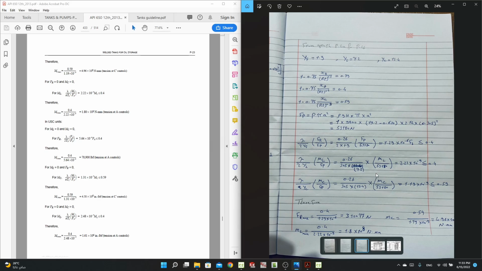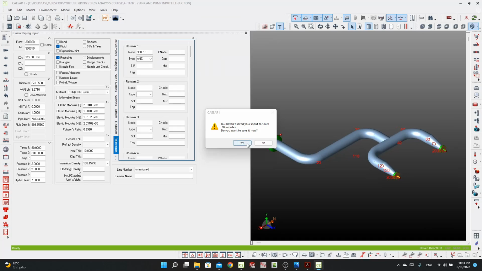After that, the maximum of the radial force will be 0.4 divided by this number, and the maximum of the longitudinal moment will be 0.4 divided by this number, and the maximum of the circumferential moment is 0.59 divided by this number, and you will get this. These are our allowables for the nozzle, and this is the way that you need to calculate it in API 650. Let's go to Caesar and apply this.